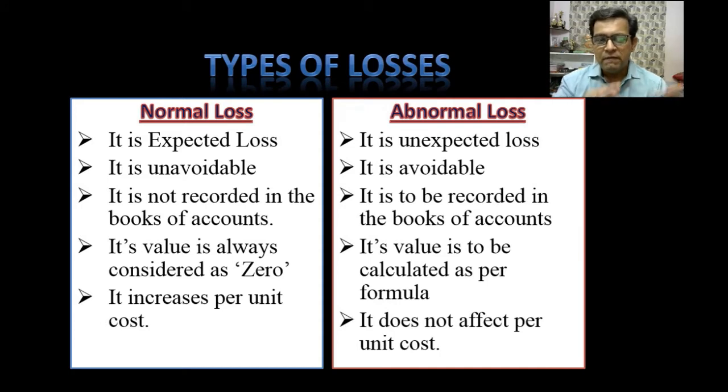Abnormal loss: when the laborers are unloading that cement from the truck, they did not notice that there is water on the road and they put the bag on the road. The cement is gone. That's lost. That's an avoidable one. It's a man-made loss, and such losses are abnormal losses. Abnormal losses are to be valued, not the normal losses.